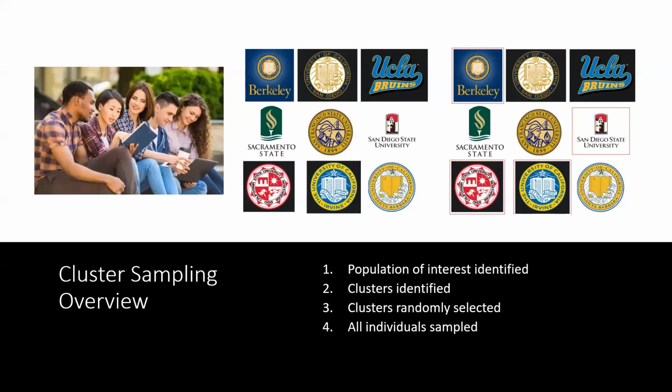So let's put this all together so you can more easily see it. Step one would be identifying your population of interest. Then you would identify the clusters you want to focus on. Then you would randomly select from those clusters, and then you would sample from all the individuals within those clusters. Again, applying this to your research as an example, your population of interest in this situation would be all university-age students in California. The clusters you would identify would be all universities within California. Then you would randomly select from those clusters, and then you would sample from all the students in those randomly selected clusters.